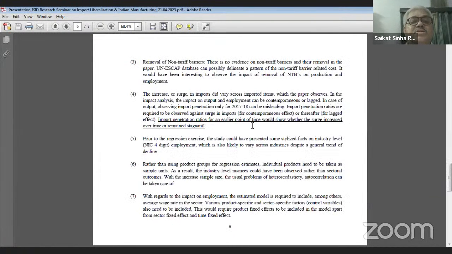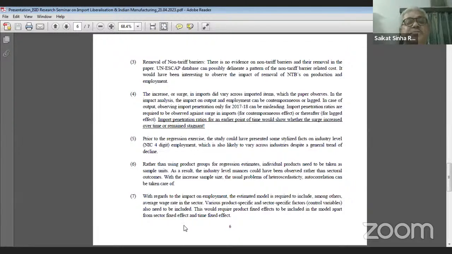The increase or surge in imports did vary across imported items, which the paper observes. In the impact analysis, the impact on output and employment can be contemporaneous or lagged. I stress on the two words, contemporaneous and lag. In case of output, observing import penetration only for 2017-18 can be somewhat misleading.